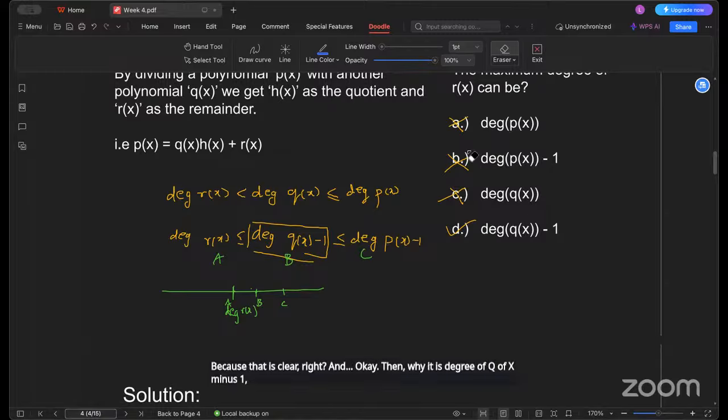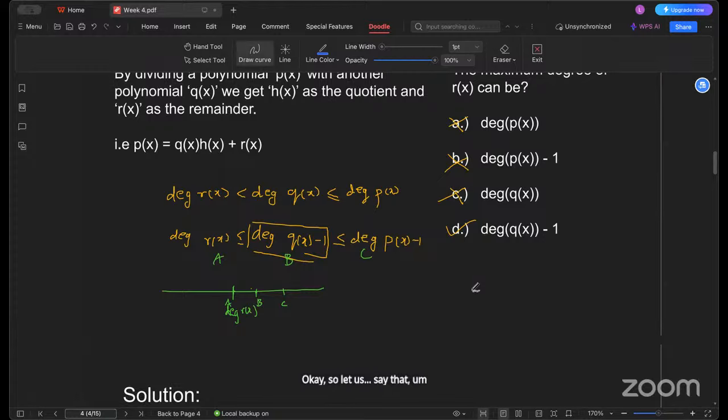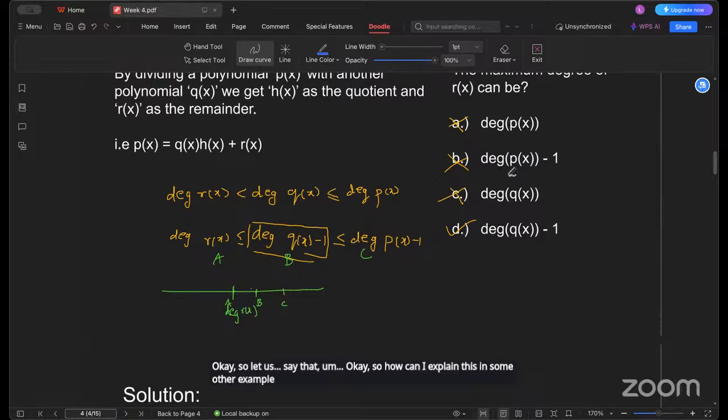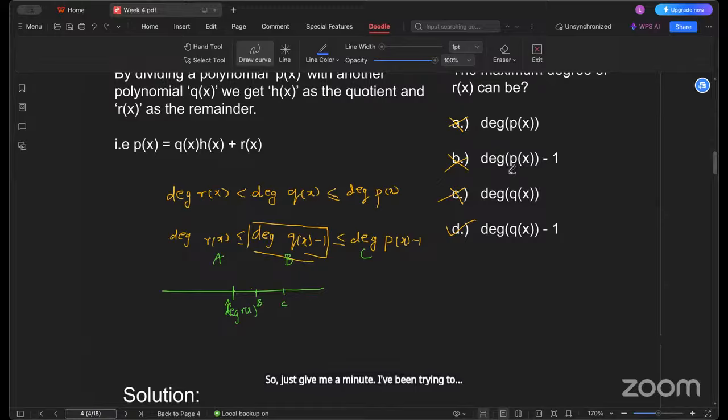Okay, now let us say that. How can I explain this with some other, simple example where you can easily understand? I'm thinking. Just give me a minute.